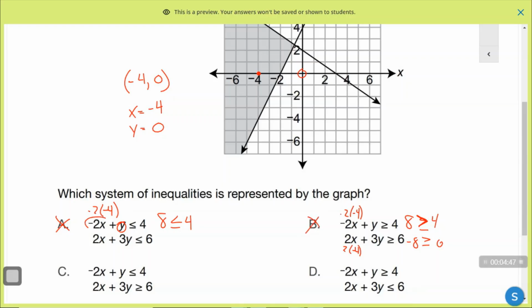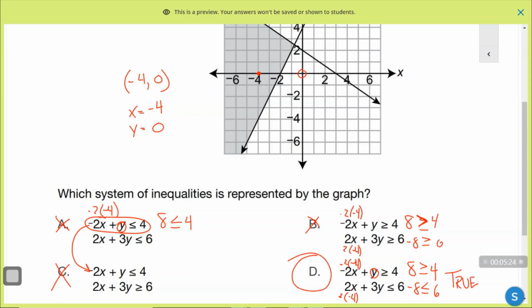Once again, I notice this right here, -2x + y is less than or equal to 4. It's the same as right here, so if it made it false once before, it's going to make it false again. My last option is D, and we want to test out D to make sure that it works. So I'm going to plug in, again, -2 times -4. That's going to be 8 is greater than or equal to 4. Again, I'm not concerning myself with y because y is 0. Then 2 times -4 here is going to give me -8, which is less than or equal to 6. That is true. It makes both inequalities true, making D my final solution.